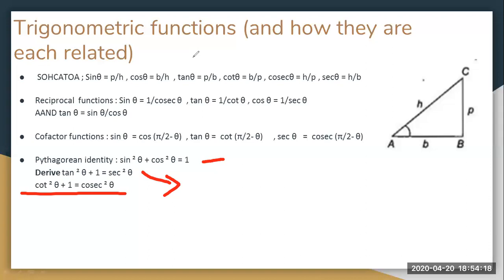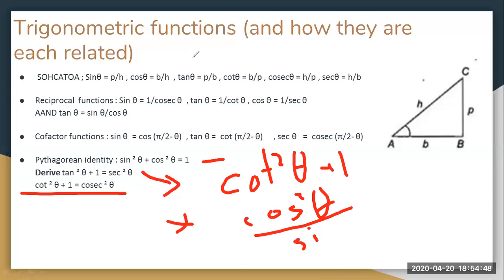Cot square theta plus 1 is equal to cosecant square theta. Wait, what? Yeah, it's the same thing. Try it out. It's going to be cos square theta over sine square theta. Taking the LCM, cot square theta plus 1 equals cosine square theta by sine square theta plus 1.